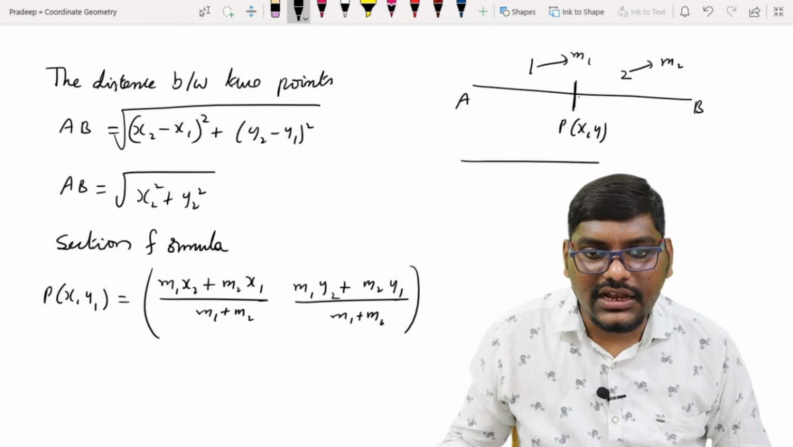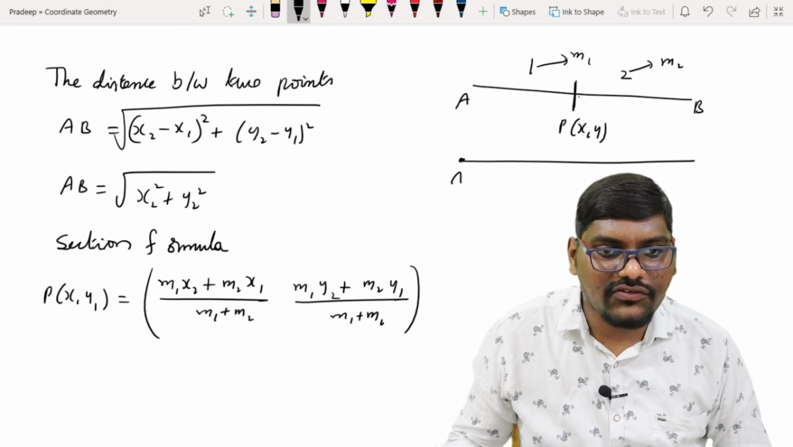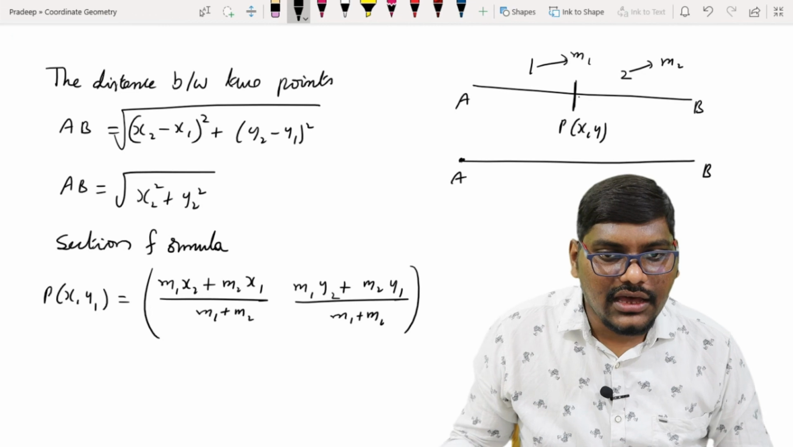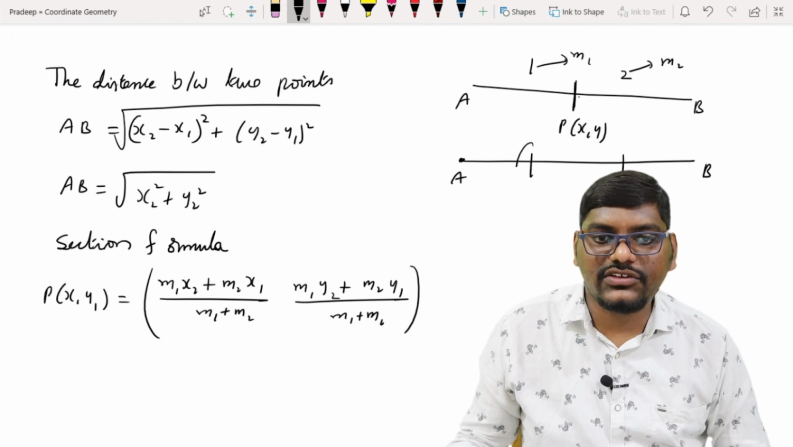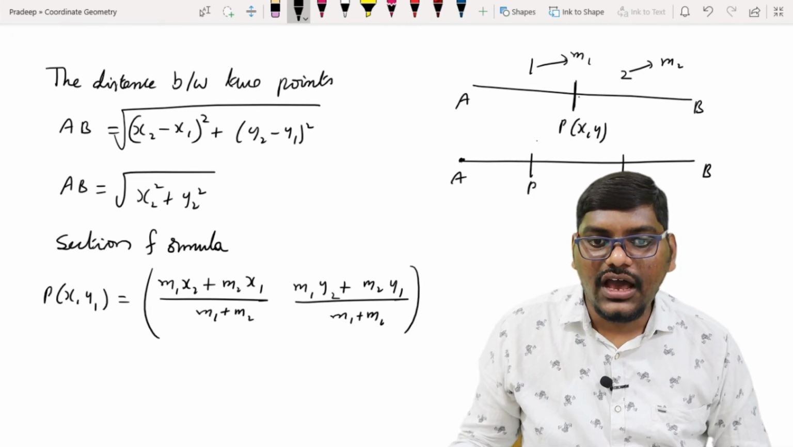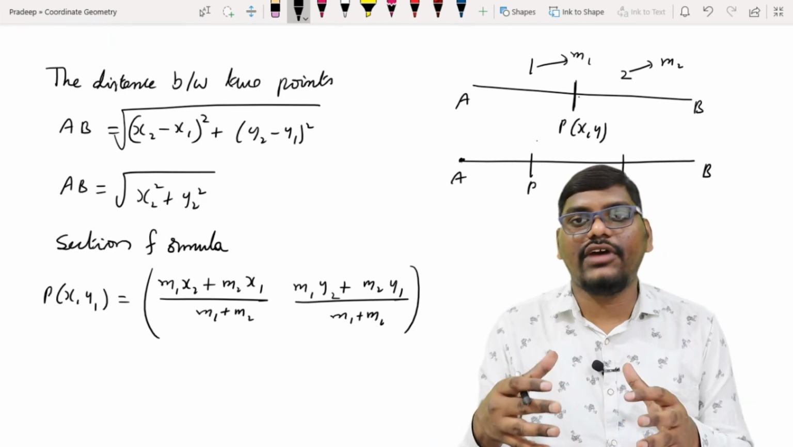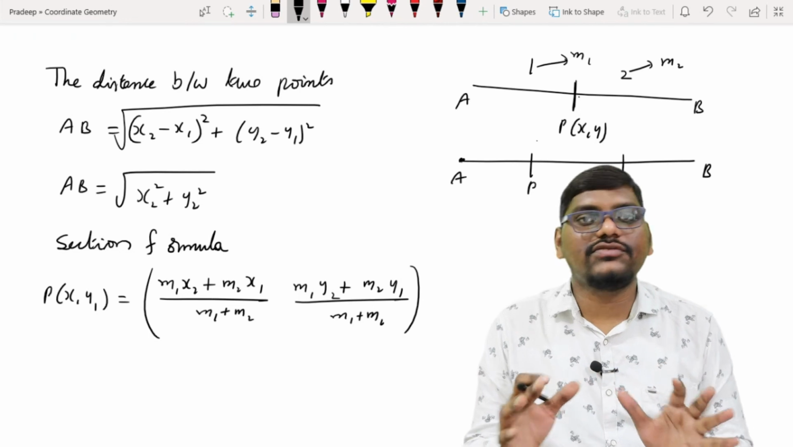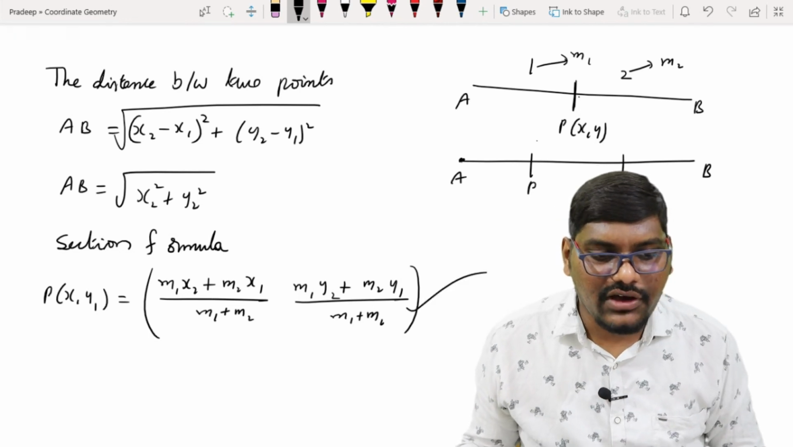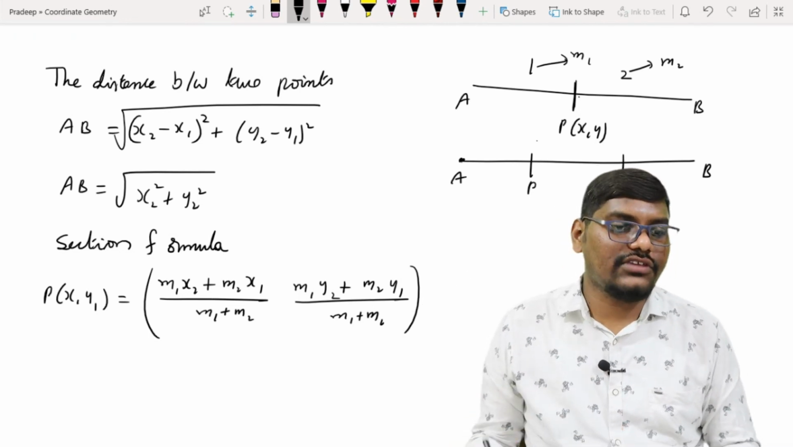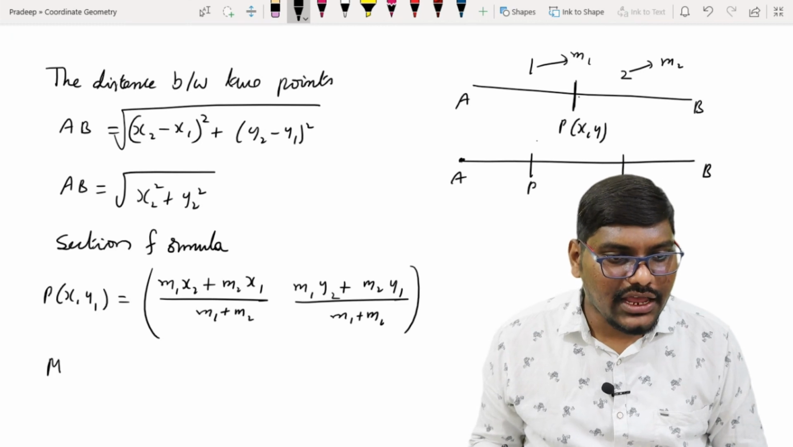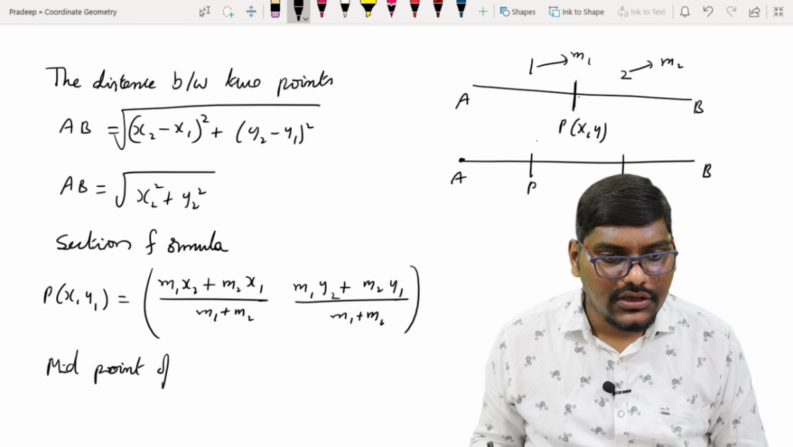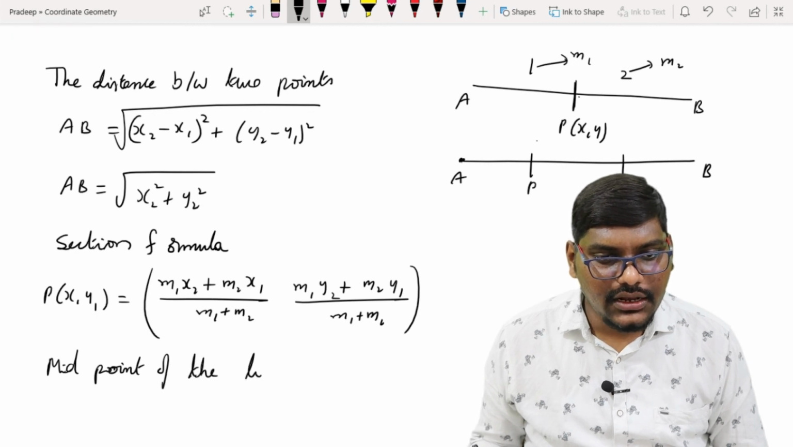Sometimes even the line can be trisection, that is if A and B are the points, it can be divided into three parts, or it can be even 4 times divided. So in all of these cases we'll be just using this section formula. And the third thing which we have seen is the midpoint of the line segment.